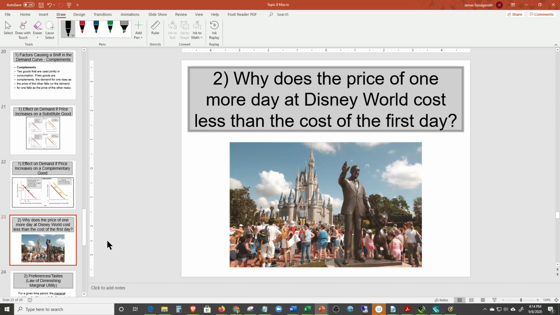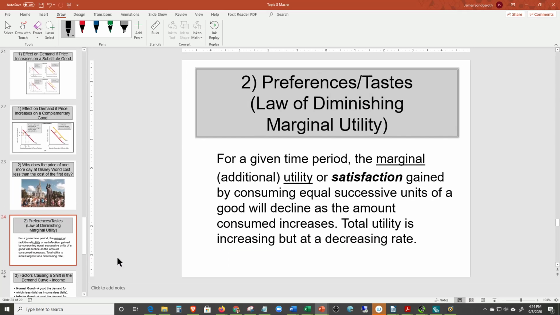Why does the price of one more day at Disney World cost less than the price of the first day? And this is part of microeconomic theory. It's because of diminishing marginal utility: the first day adds more utility than the second day. To get you to buy the second day, they need to come down on price.